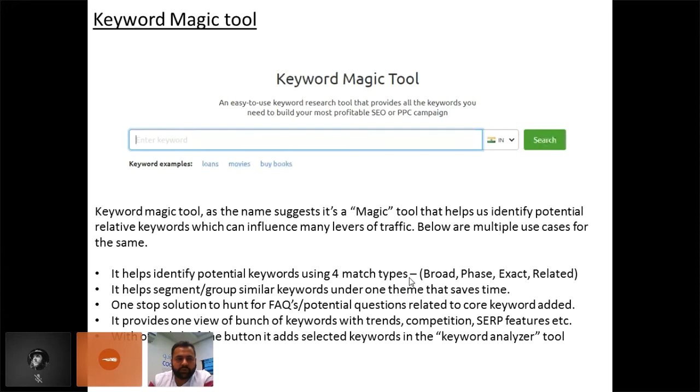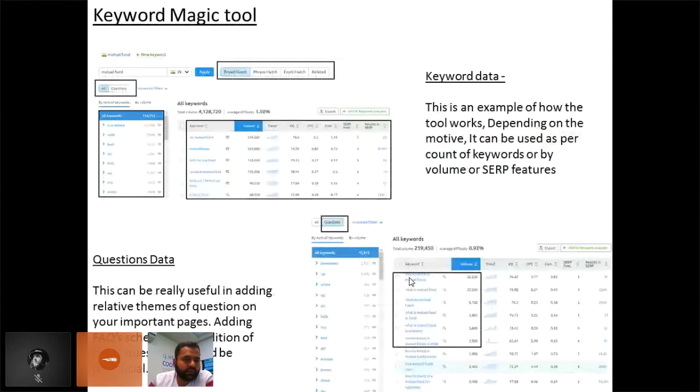The easy thing about this tool is, as you can see, I've added just the word mutual funds. There are four match types that you can use. First is the broad match. Second is phrase, then exact, and related. As you can see, the beauty of it is you can get keywords, volume, trend, keyword difficulty, CPC, and typically everything.